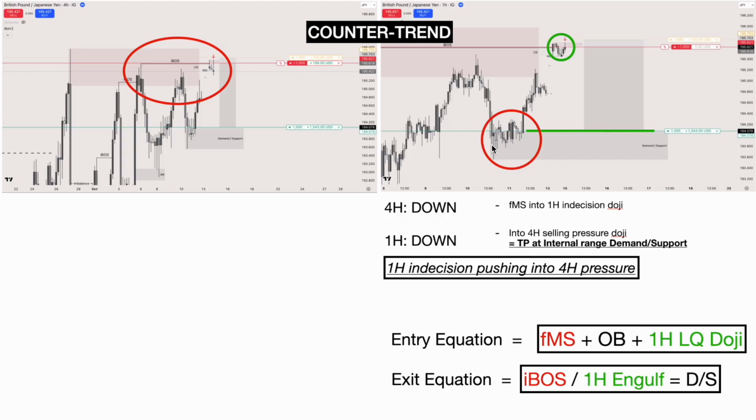We could even move this demand support zone lower. However, this is obviously what I've done at the time. I've probably got a bit better since I did this. I did these back tests in December, so I've got some improvement since. So 1 hour indecision pushing into the 4 hour selling pressure, and then we're taking profit at the internal range demand support area.